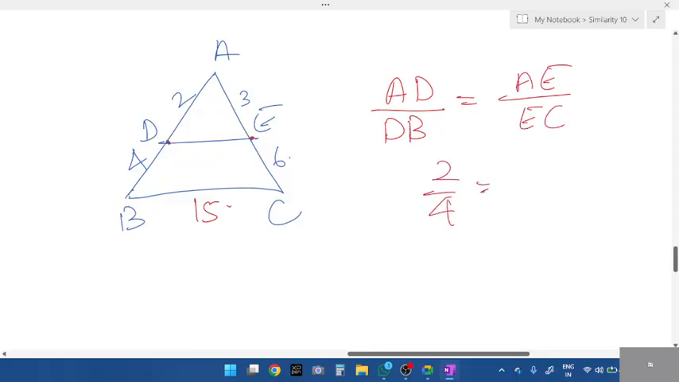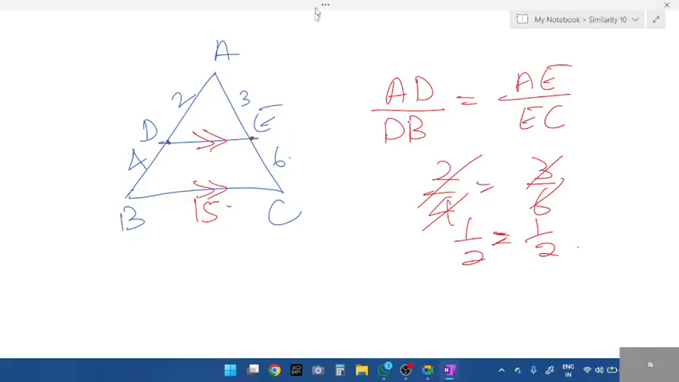2 divided by 4 is equals to 3 divided by 6. Are they same? 1 by 2 is equals to 1 by 2. If both are 1 by 2, then what is the opposite? I told. Then definitely DE will be parallel to what? BC. Is this concept clear? All of you understood?